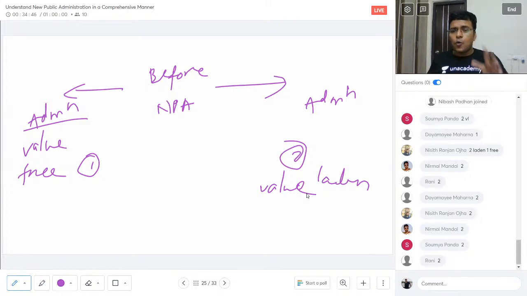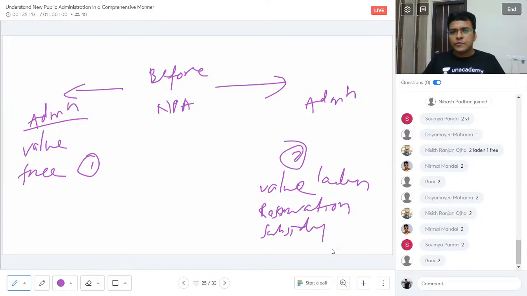But NPA said no, administration should be value laden. Administration should give special care to the poor, the disprivileged, women, children, and deprived sections of society. So I am just giving examples. What is the value laden approach? Reservation. The reservation given to ST, SC, scheduled caste, scheduled tribe and women.